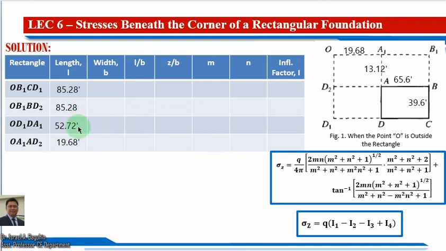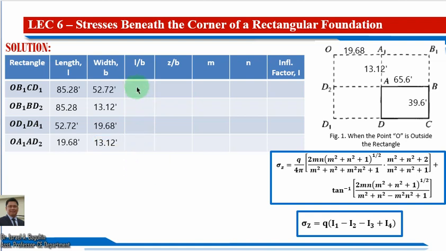So we are done with the length, and we are just going to get the width of these four rectangles. For the width here, it is just equal to 52.72 feet. For the second rectangle, we have this 13.12 feet. For this third rectangle, we have this 19.68 feet. And for this fourth rectangle here, we have this 13.12 feet.